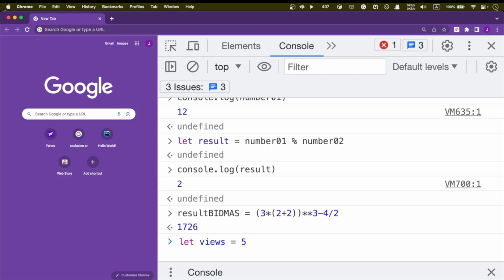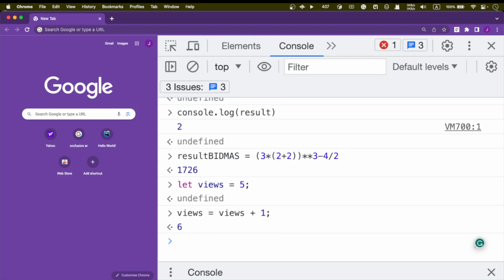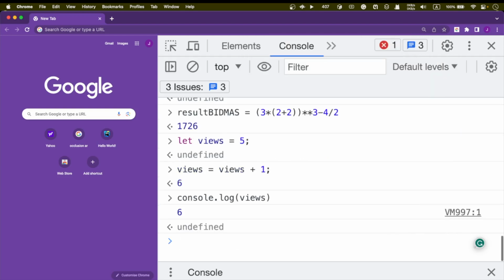So the views equal 5. Maybe this video right now has 5 views, and the best way to update it is, when one person clicks it, you increase that by 1. You might say views equals views plus 1. You can do that, and then the views will be equal to 6, and you can see it already gives you 6.